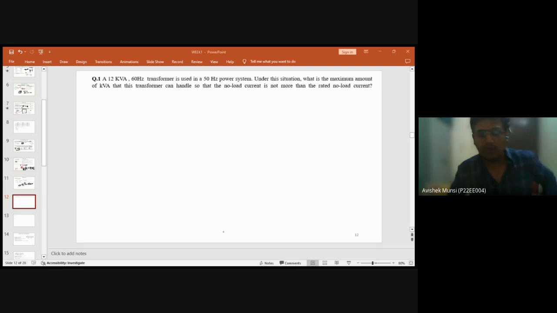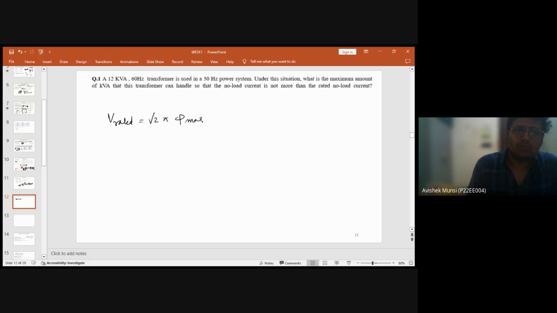Fine. Many of you have solved it, right? So let me solve it for those who have not been able to solve it. So I said that the formula is the rated voltage is root 2 pi phi max F into N. Fine. So in this case, the transformer is the same. So that's why phi max and N are the same.